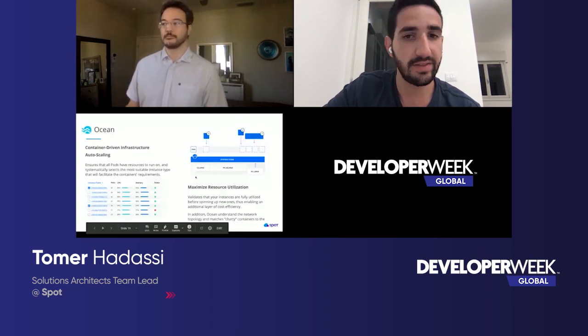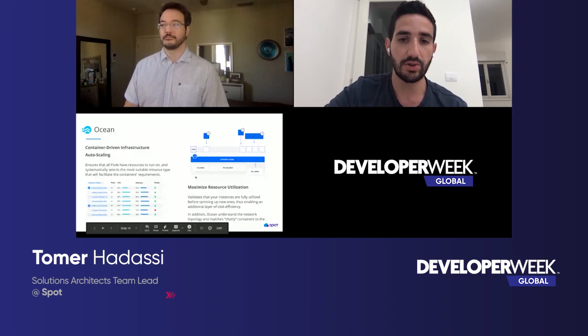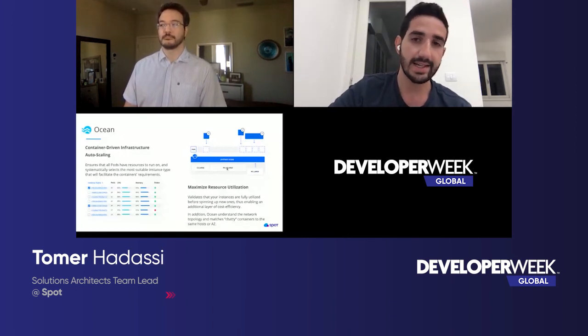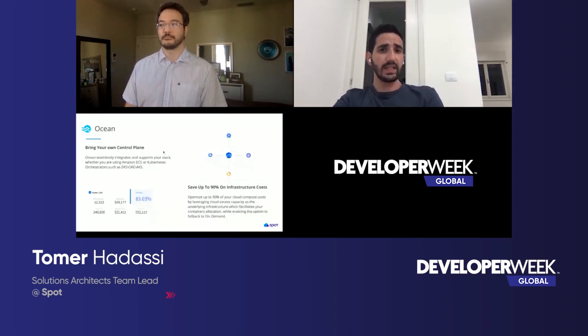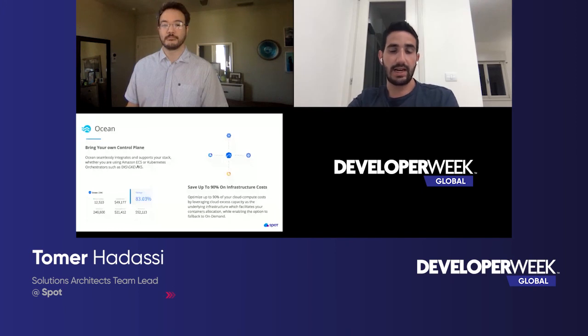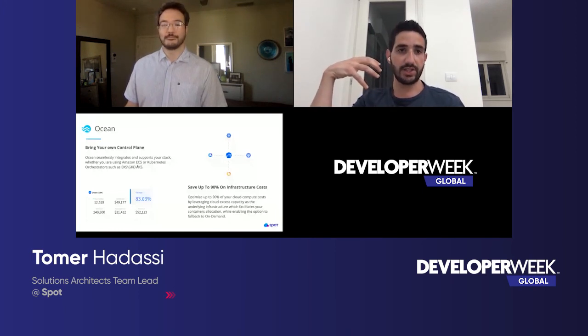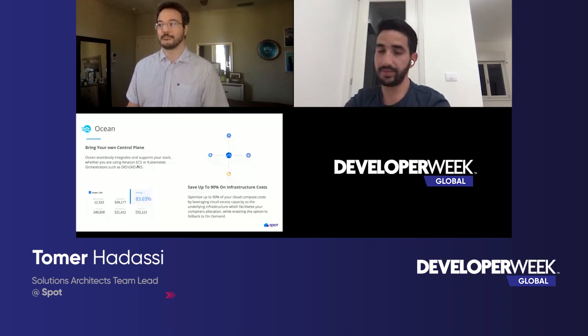Really, again, container-driven autoscaling, maximizing your resource utilization, the bin packing of everything, understanding network topology to make sure that containers get to sit together, and maximizing all utilizations. Now, as I mentioned, you can bring your own control plane. Ocean will seamlessly integrate into any existing stack, whether it's EKS, GKE, AKS, kOps, OpenShift, and many others. And by leveraging all your existing reservations, leveraging Spot instances for you, and right-sizing your containers, we get you 90% cost optimization there.